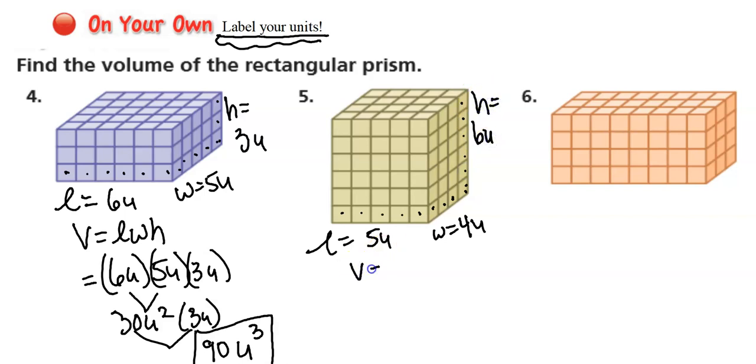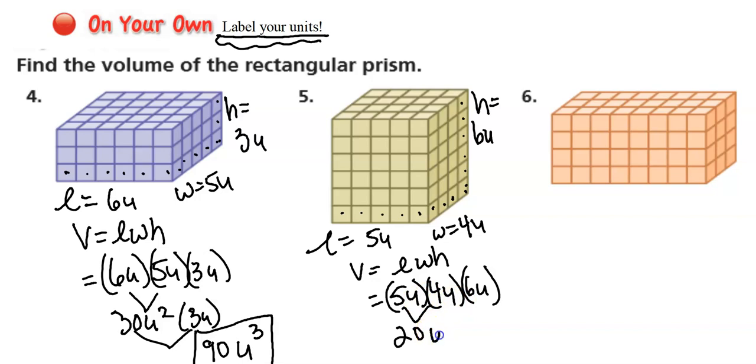And I write my formula. It just helps me remember it. Length times width times height. So it's 5 units times 4 units times 6 units. 5 times 4 is 20, and unit times unit is unit squared, times 6 units. And then when I multiply 20 times 6, I get 120, and it's units to the 3rd power. 120 cubic units.